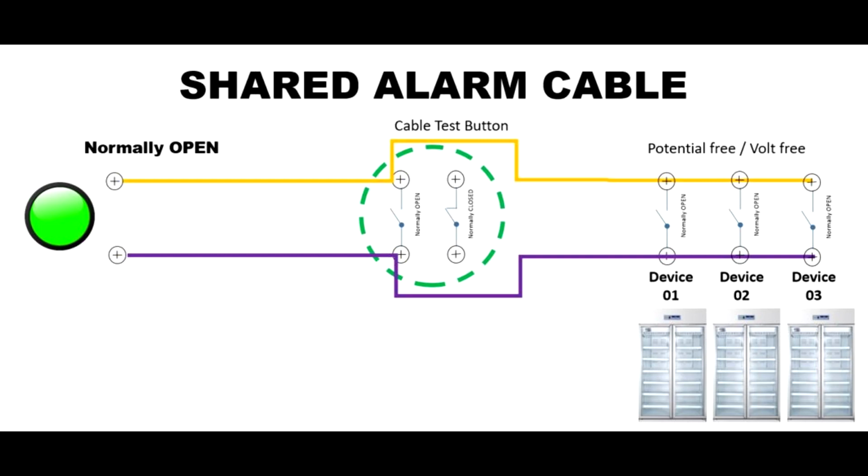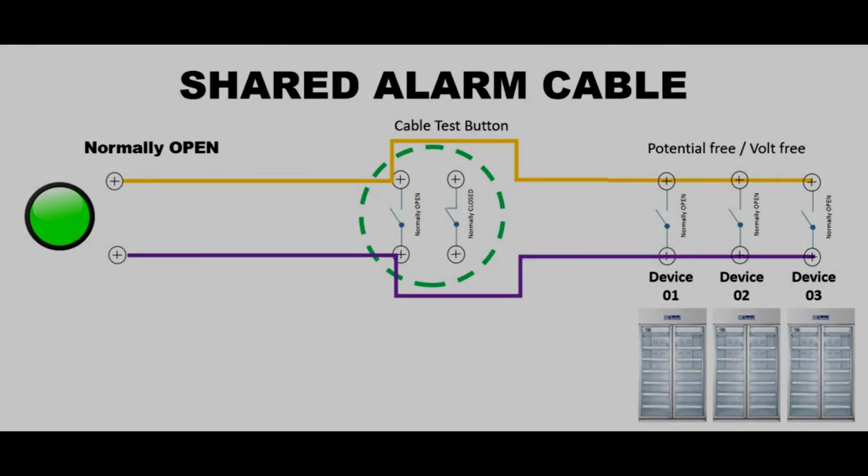A shared device means, as in this example, we have 3 fridges in pharmacy, and instead of using up 3 alarm spots, they all go across the same cable. They share 2 wires all the way back to the central alarm.